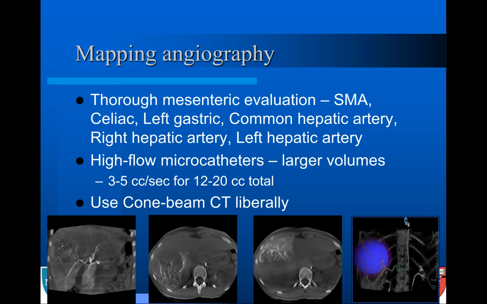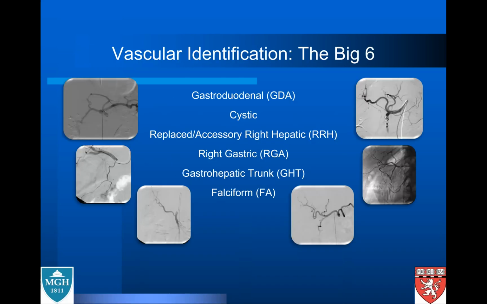You want to use high flow microcatheters, and then cone beam CT is something that was relatively new maybe half a decade ago, and now it's really standard of care and really is helpful in these patients. So these are some of the blood vessels you want to make sure you're aware of. You may or may not see all of them, but it's always good to have an idea of these when you're looking at liver-directed therapies, intraarterial therapies, and we'll go through each one.